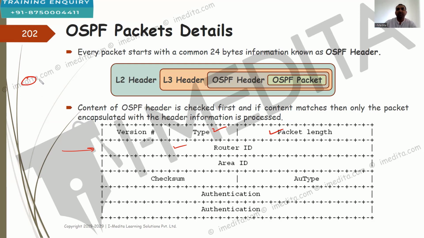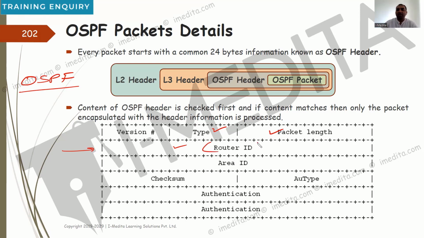Remember that in OSPF, router ID is really important, because if you have misconfigured the router ID, it may hamper the OSPF neighborship between two routers. So it is a very important part of OSPF processing, right? And if you don't know about the router ID, I will explain it now.